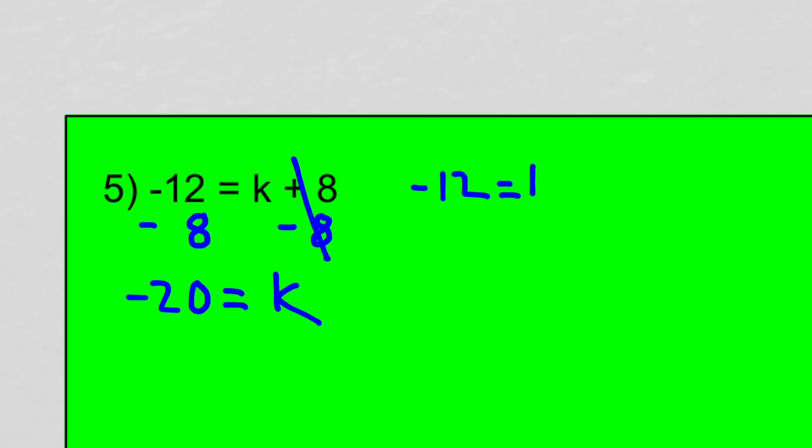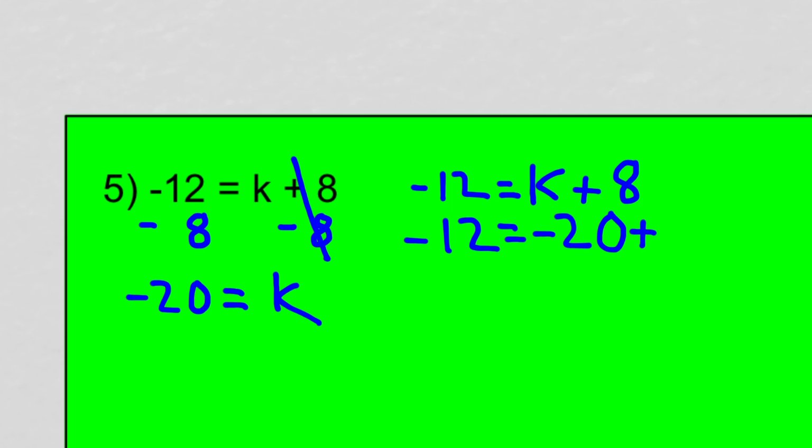And if I do that right here, negative 12 equals k plus 8. Substitute in negative 20 for k, and ask yourself if that statement is true. Does negative 20 plus 8 equal negative 12? Sure it does. And since both sides of the equation are the same, our answer of negative 20 was correct.